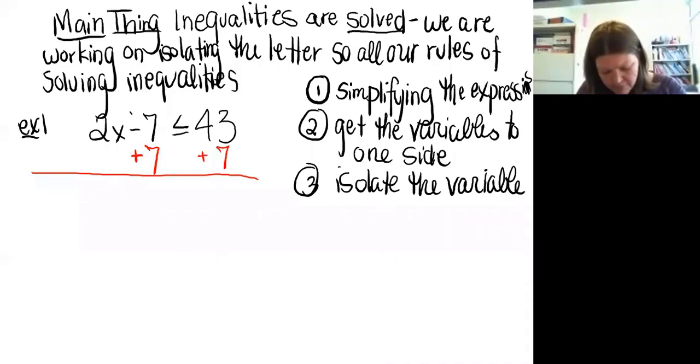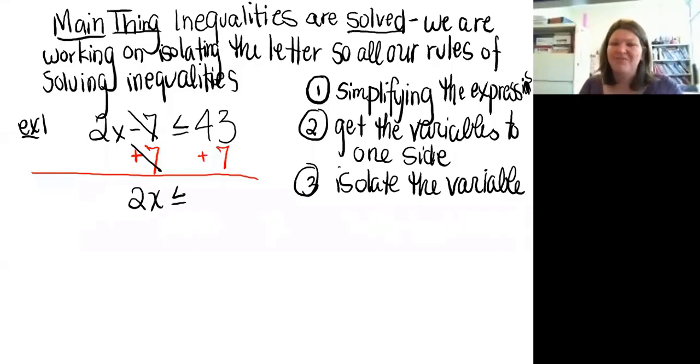On this side, my minus 7 and my plus 7 will cancel, leaving me with a 2x. I haven't changed my relationship by adding 7, so I'll have that same relationship, and 43 plus 7 is 50. And so I have the new inequality: 2x is less than or equal to 50. Okay, this is not solved yet because the letter's not alone, so I'm working on isolating that variable. 2 and x are shoved up next to each other, meaning they're multiplying. So in order to get rid of 2, I will divide. And I'm going to do that to both sides.